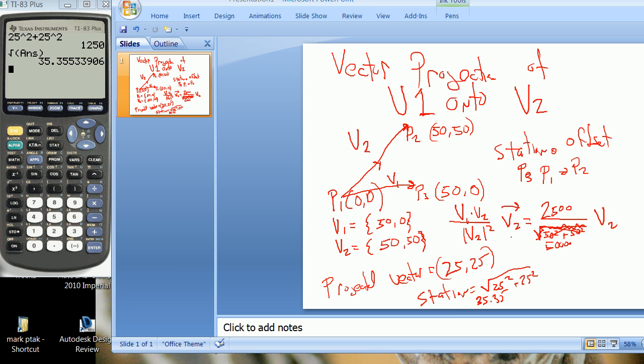Now, as I go through to the next one, let's go through, and we realize that we have a vector here, 25, 25, and another vector that was 50, 0.